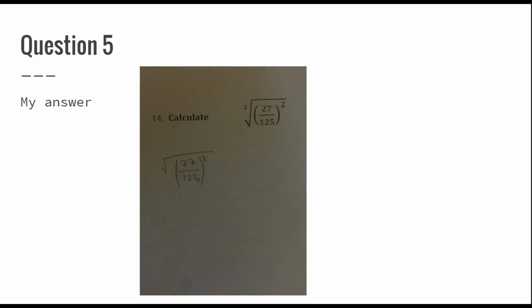Question 4 is to calculate this equation. Cube root of 27 over 125 to the power of 2. So this needed a lot more revision. I didn't understand a thing, but then when I revised over it through my math book and what we did in class, I finally understood how to do this step by step. First of all, we'll solve everything that's in the brackets.